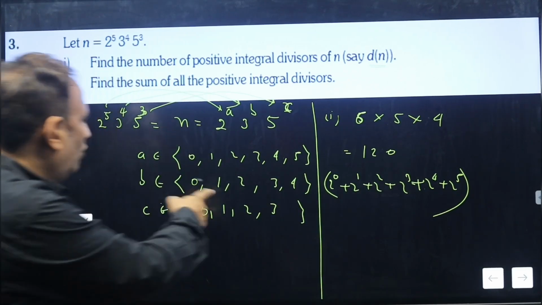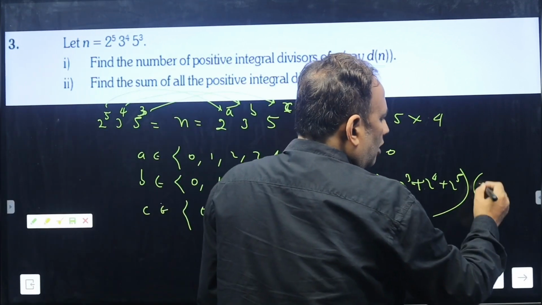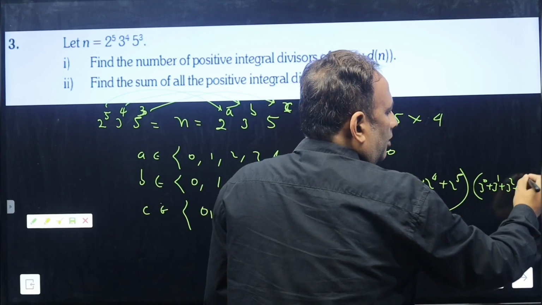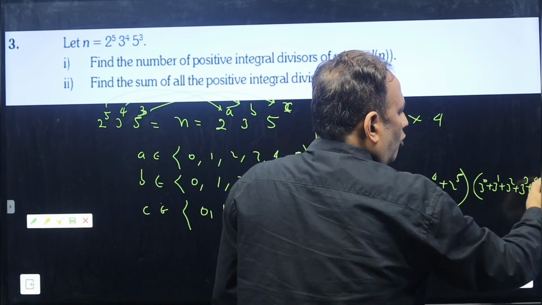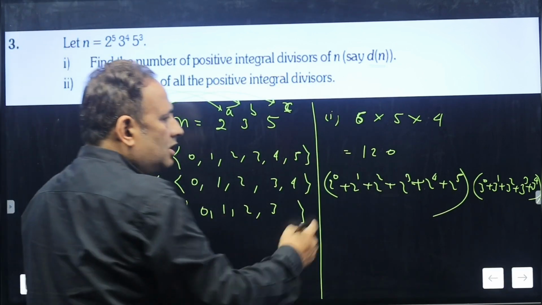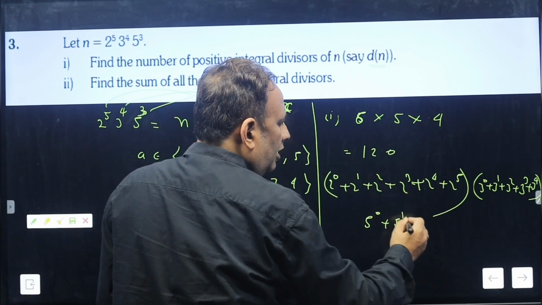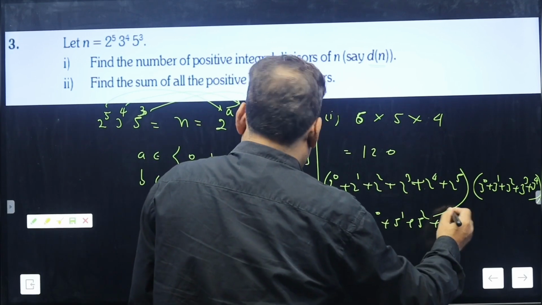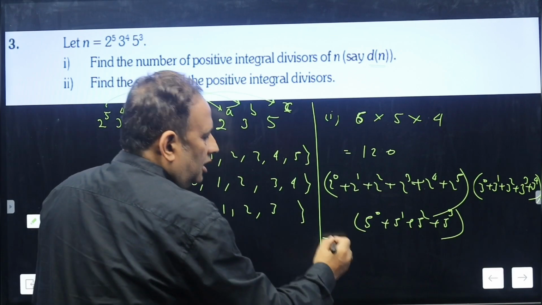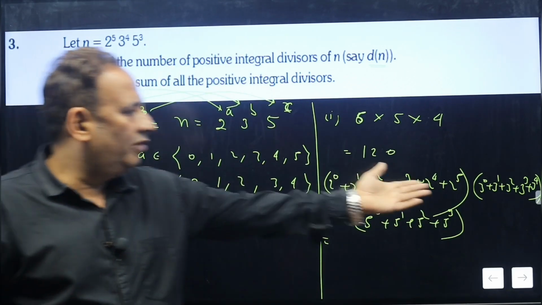Sum of divisors for the power of 3, what we can see? We can go for 3 to the power 0 plus 3 to the power 1 plus 3 to the power 2 plus 3 to the power 3 plus 3 to the power 4, we can write this way, right? Okay. So here for C, similarly, 5 to the power 0 plus 5 to the power 1 plus 5 to the power 2 plus 5 to the power 3, we can take it out. And now in this way, we can calculate these values. Although if you have studied the GP, then you can understand what we can do here.